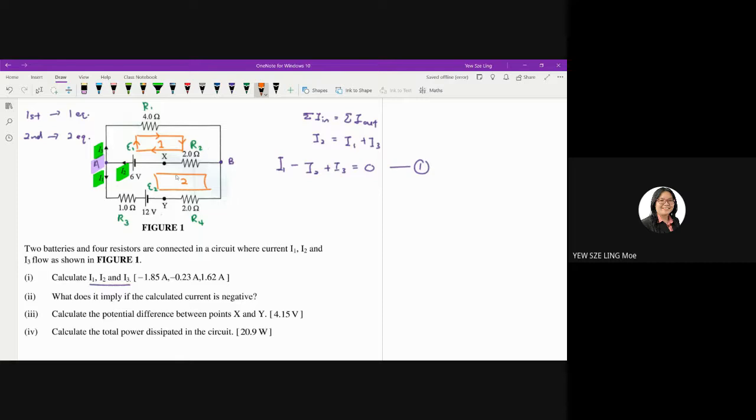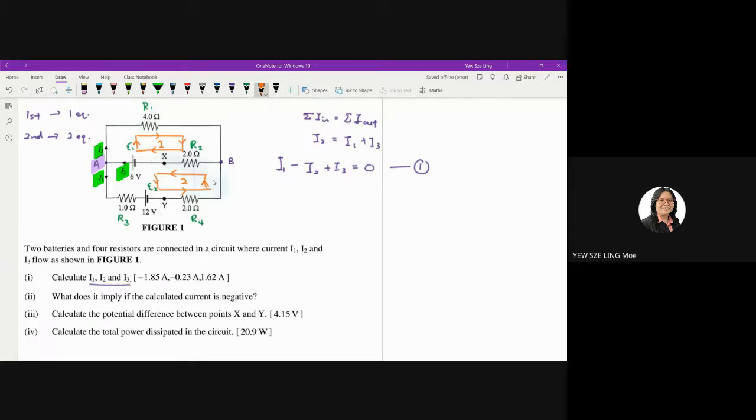I let the path move in a clockwise direction to make it easier for me to solve it later on. Whereas when it comes to loop 2, if you look at I2 and I1, obviously it will be easier if I choose the loop in the anti-clockwise direction. Okay, so now I'm done determining the directions that I want to use, the loop, the path that I want to flow.